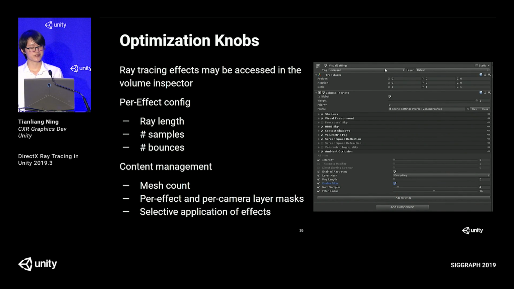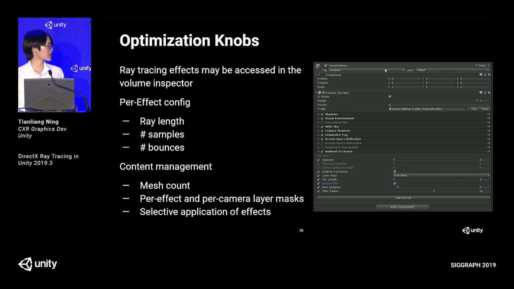Lastly, I'd like to point out a few of the knobs you can use in HDRP to tweak either towards fidelity or performance in your ray traced effects. The per effect config may be accessed through the volume inspector shown on the right. And from there, you can control ray length, where shorter rays run faster, number of samples, where fewer rays run faster, and number of bounces, where fewer bounces is faster.